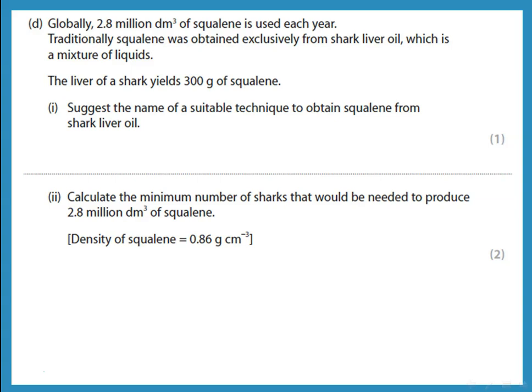Now, suggest the name of the suitable technique to obtain squalene from the shark liver oil. At the top here, he's saying the shark liver oil is a mixture of liquids. So how do we separate a mixture of liquids? By fractional distillation.